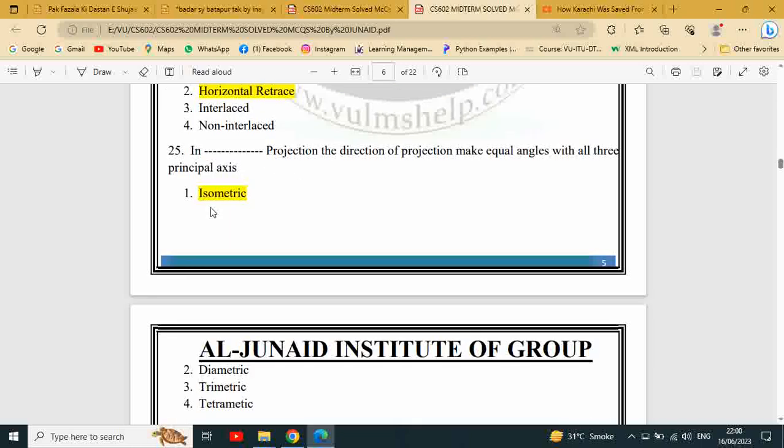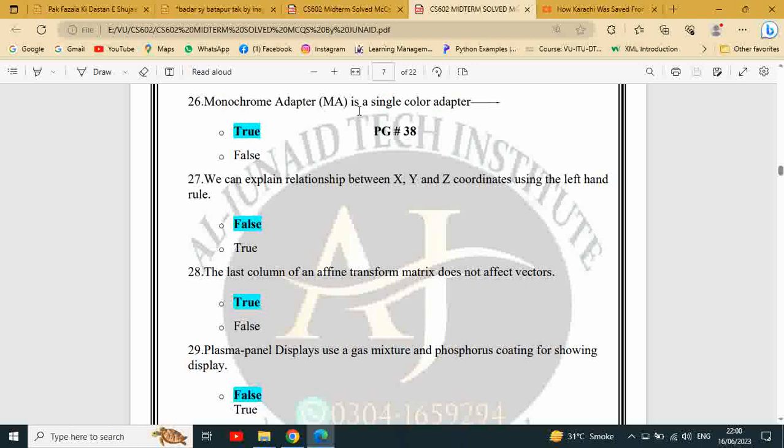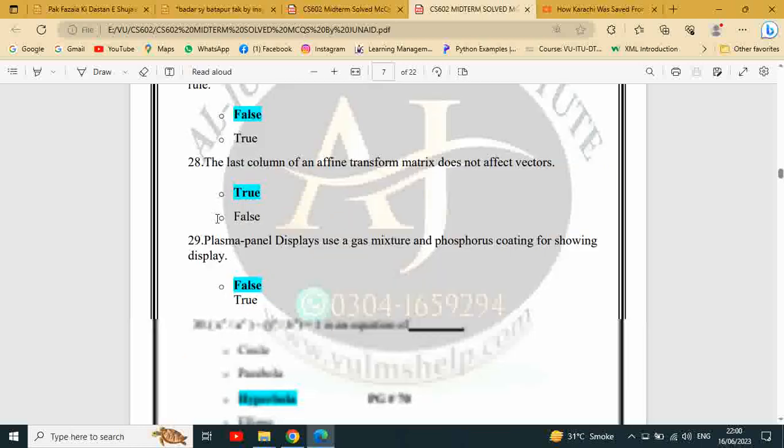In dash projection, in isometric projection, the direction of projection makes equal angles with all 3 principal axes. Monochrome adapter is a single color adapter. True, we can explain the relationship between x, y, z coordinate using left hand rule. False, the last column of an affine transform matrix does not affect vector. True, plasma panel displays use a gas mixture and phosphorus coating for showing display.